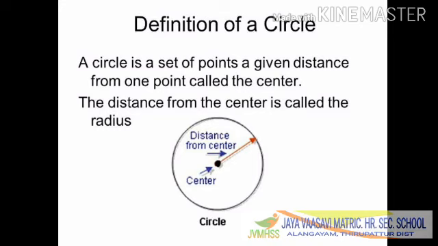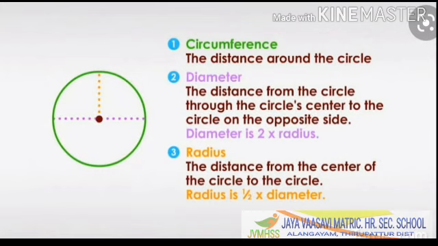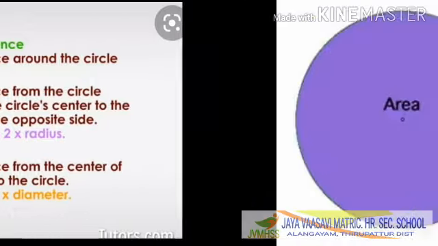The distance from the center is called radius. Next, circumference: the distance around the circle. Diameter: the distance from the circle through the circle's center to the circle on the opposite side. Diameter is 2 times the radius. The distance from the center to the circle, the radius, is half of the diameter.